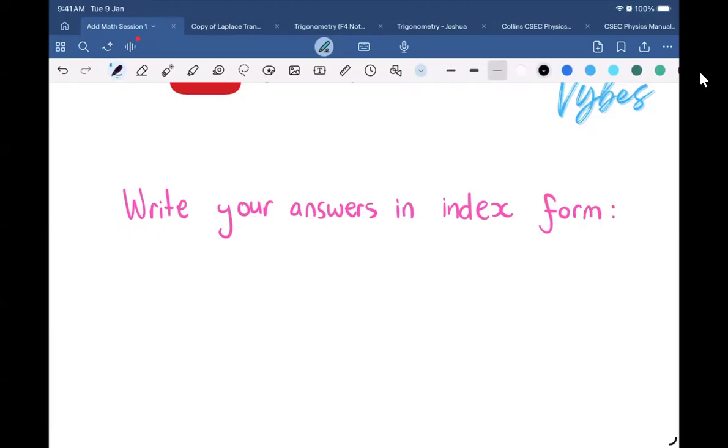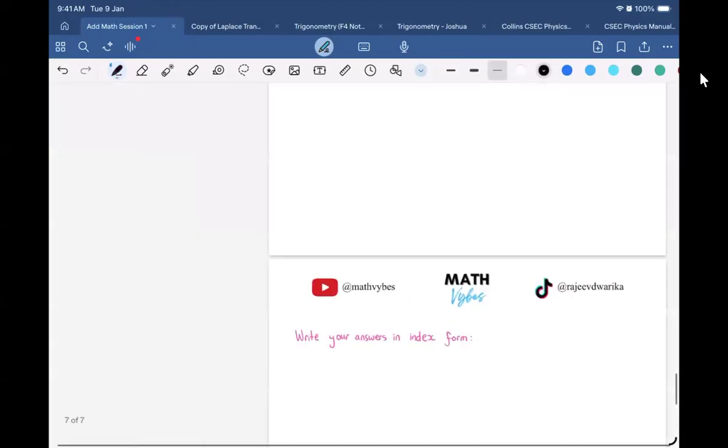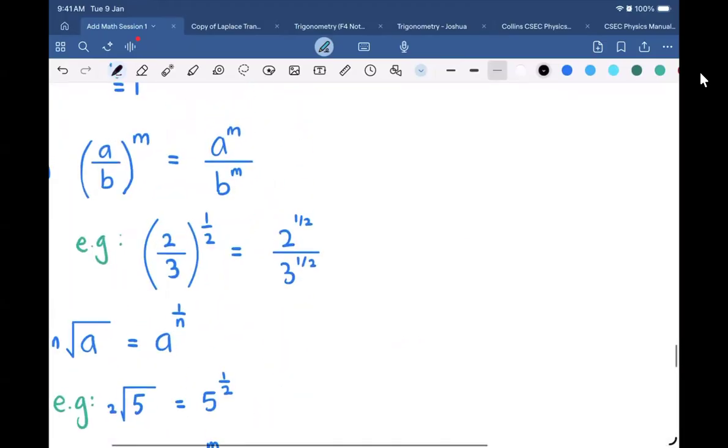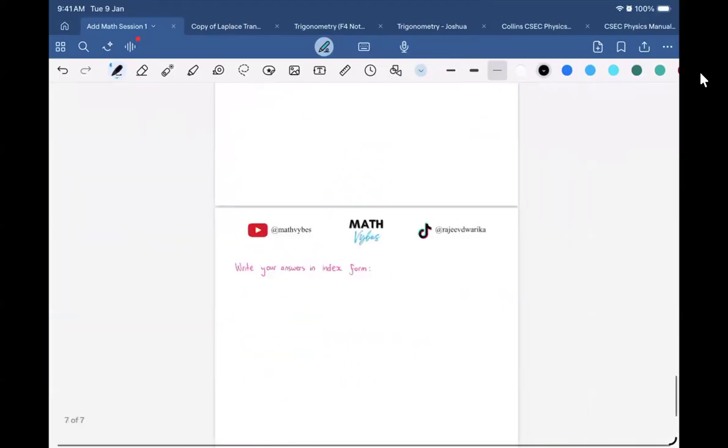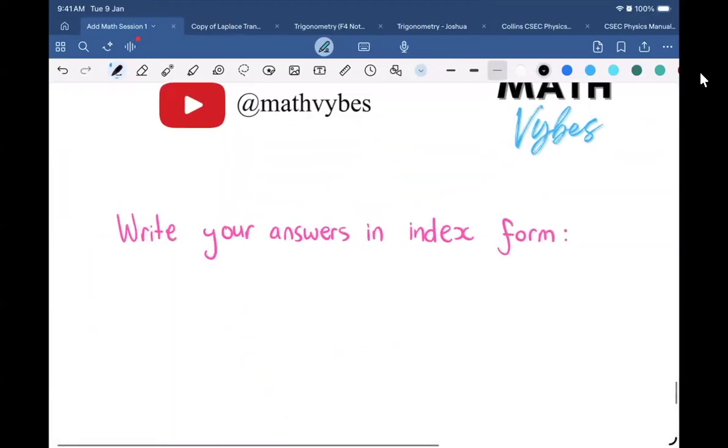Okay, so I'm gonna give you all some questions. I want you to write in index form. What do I mean by index form? By index form, I'm talking about a base to a power. That's literally it. So let me give you all the questions. We're starting off easy. 2 to the power 3 by 2 to the power 5, multiplied by 2 to the power minus, actually.